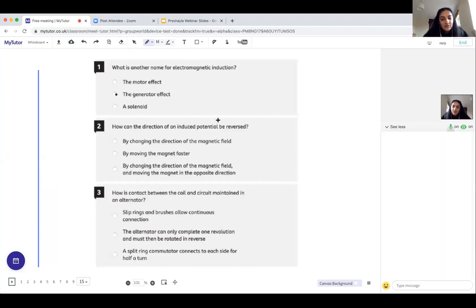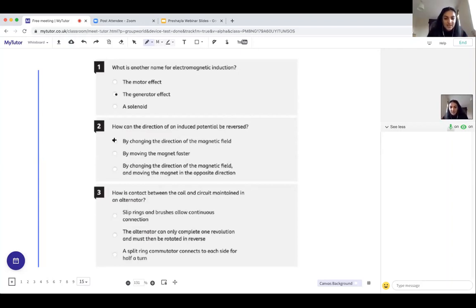How can the direction of an induced potential be reversed? What can we do? Okay, by changing the direction of the magnetic field only, we reverse the induced potential. If we reverse both the direction of the magnet and the magnetic field, that cancels out and it does the same thing that it was originally doing. So you only change one to get the potential to be reversed, to get the current to be reversed. Don't change both, because that would just be the same thing that you had originally.